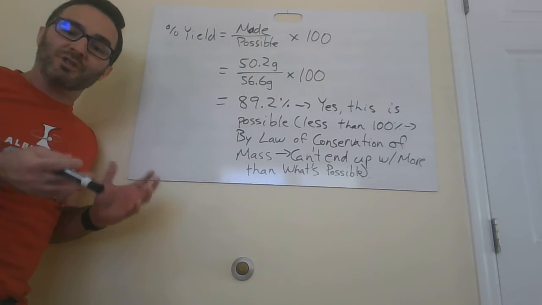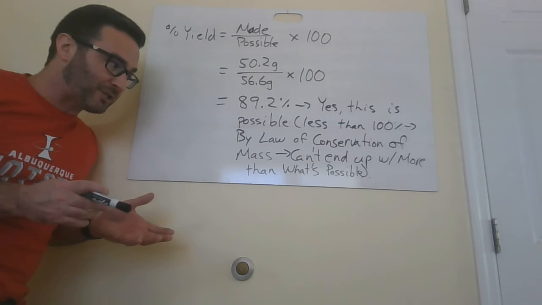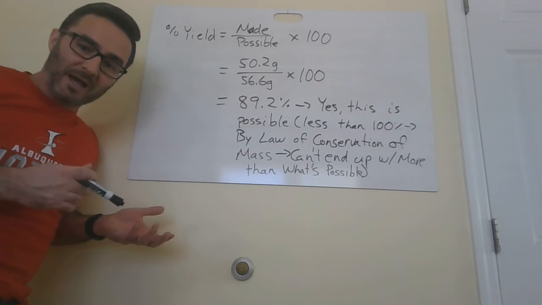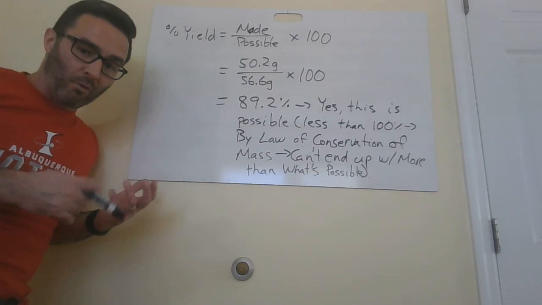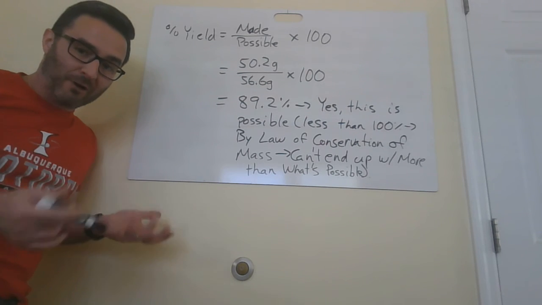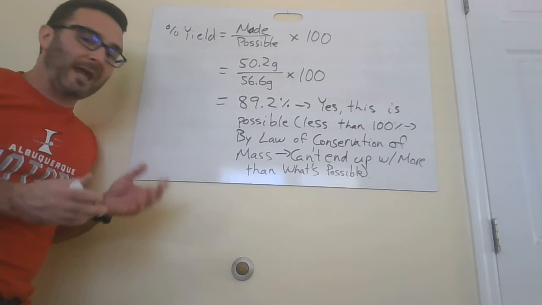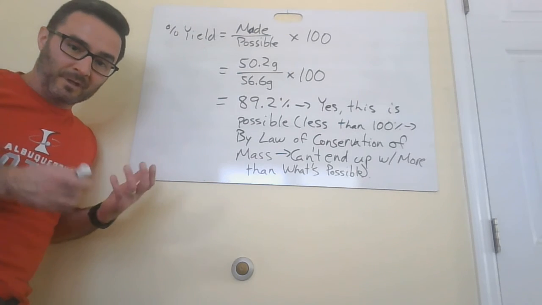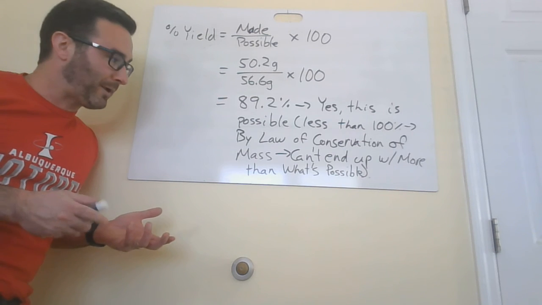It doesn't mean you didn't mess up. It just means that it's possible. How do you know? The law of conservation of mass says you can't end up with more than what's theoretically possible. You can't create matter out of nowhere. This isn't Harry Potter, there's no magic. So you can't go over 100%. A balanced equation still means something. Pieces still have to equal pieces.